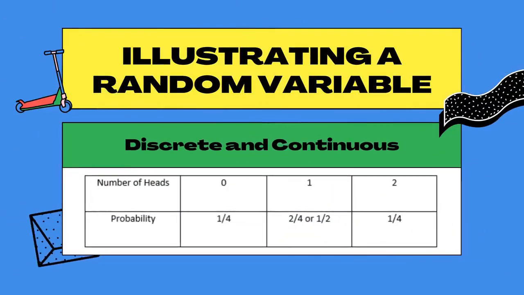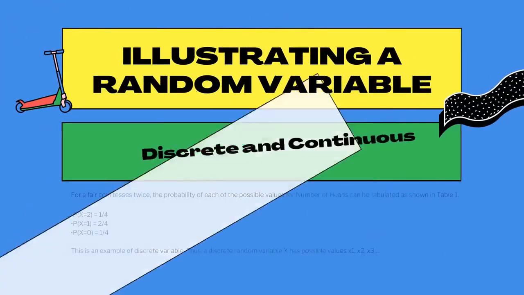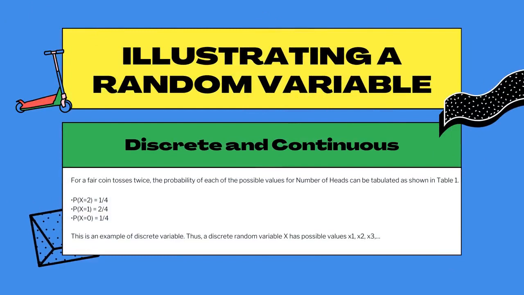Illustrating a random variable, discrete and continuous. For a fair coin tossed twice, the probability of each of the possible values or number of heads can be tabulated as shown in Table 1. The probability of the random variable equal to 2 is 1 over 4. The probability of the random variable equal to 1 is 2 over 4. The probability of the random variable equal to 0 is 1 over 4. This is an example of a discrete variable. Thus, a discrete random variable x has possible values x1, x2, and x3.